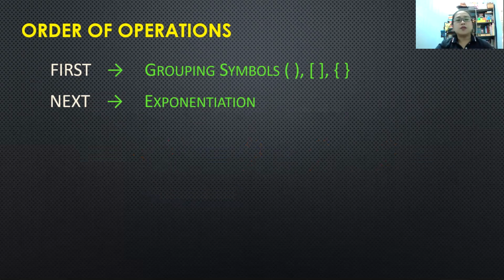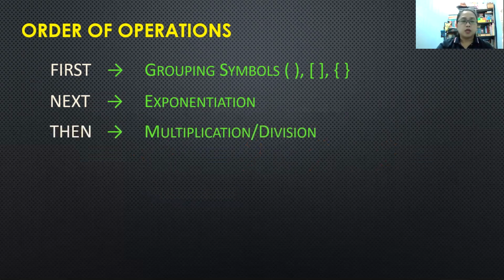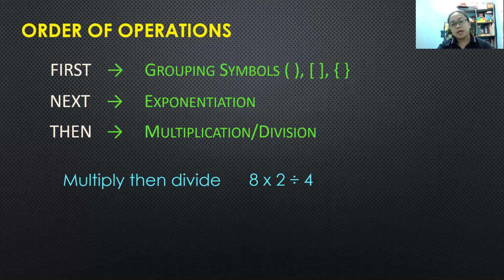Okay? After exponentiation, we perform multiplication or division. Okay? So suppose you are given 8 times 2 divided by 4. Papaano ninyo kukumputin yan? You may say that we multiply, then divide. That's correct. And 8 times 2 divided by 4 will give you 4.